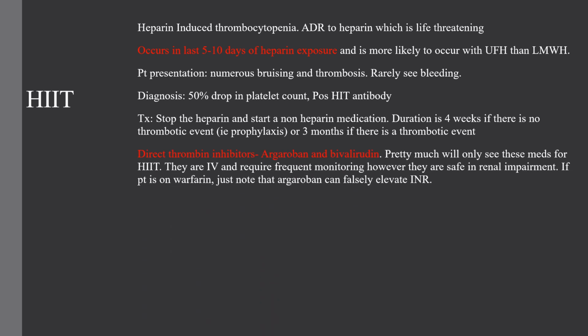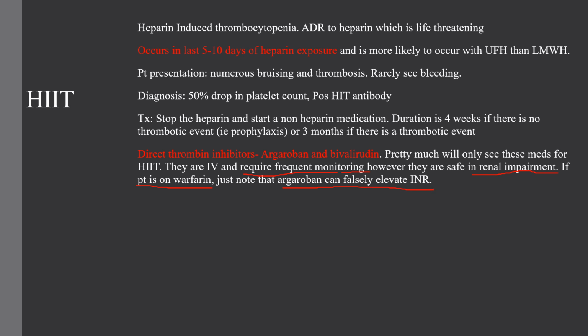So you're going to use direct thrombin inhibitors, argatroban and bivalirudin. Honestly, you probably won't see these two as much. The only place you'll probably see them is in HIT therapy, basically. And they are IV, and they're going to require frequent monitoring. But the pro of this is you can use it in renal impairment. Just note that if the patient is already on warfarin, argatroban will falsely elevate the INR.